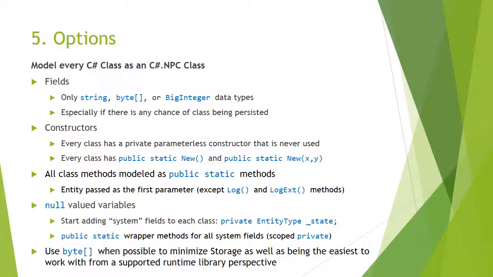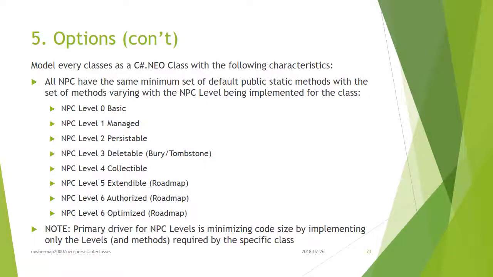Use byte arrays whenever possible to minimize storage versus strings, which will take twice as much storage, as well as being the easiest way to work with from a Neo runtime library perspective. The greatest number of methods support manipulation of byte arrays than any other data type. Other considerations.